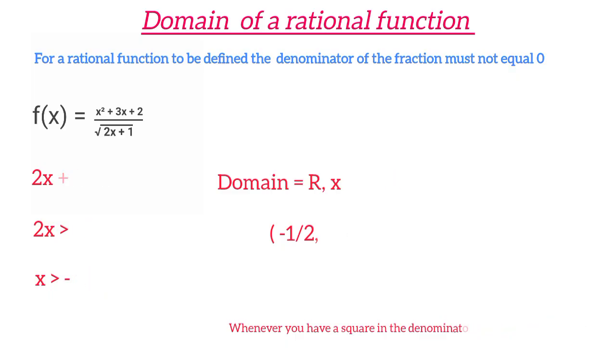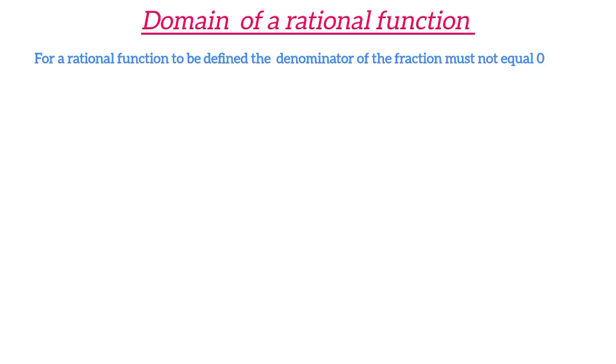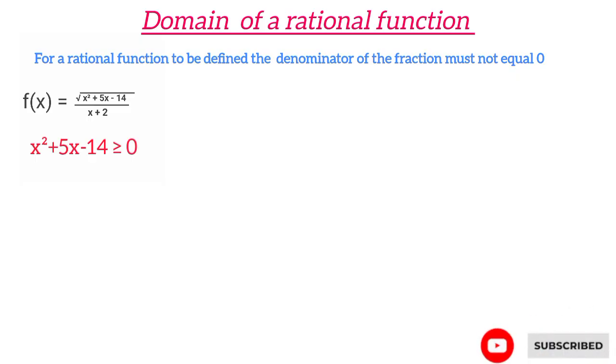Now, let's look at this example. We have f of x is equal to the square root of x squared plus 5x minus 14 over x plus 2. For this function, we have a restriction at the numerator and at the denominator. For this function to be defined, the expression x squared plus 5x minus 14 must be greater than or equal to 0, and x plus 2 must not be equal to 0. Subtracting 2 from both sides of the equation, we have x cannot equal minus 2.